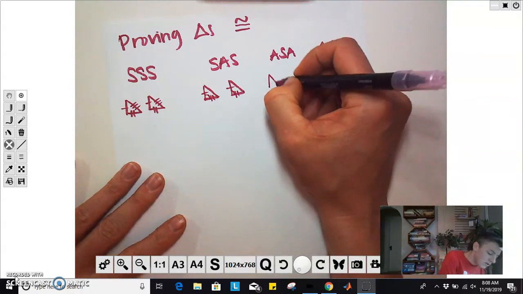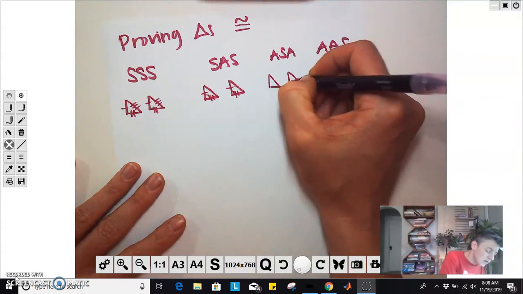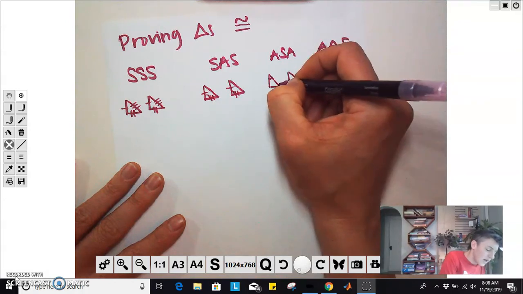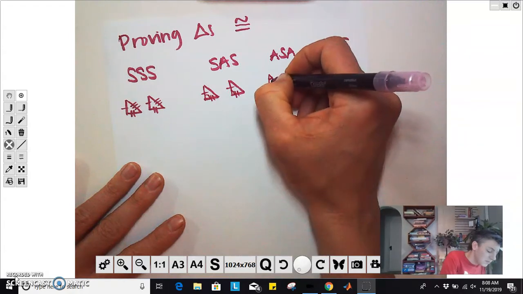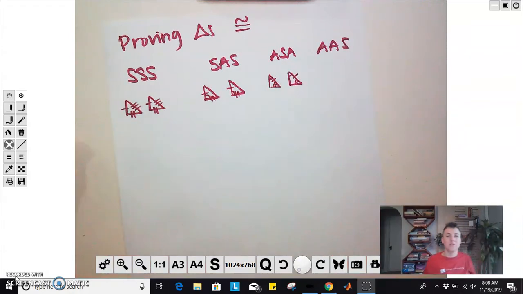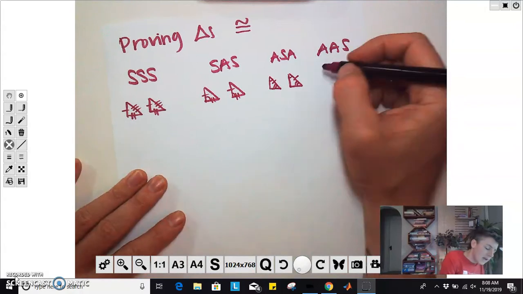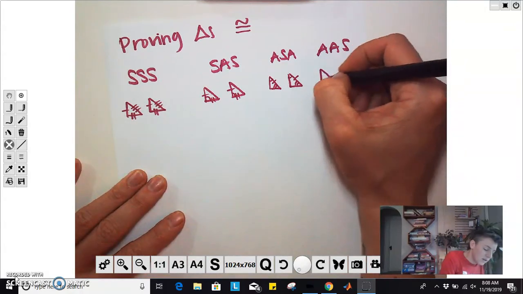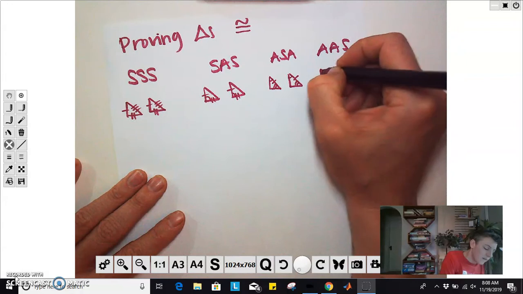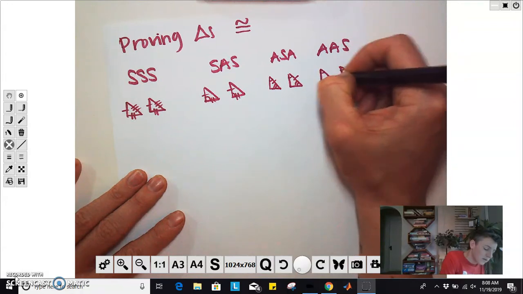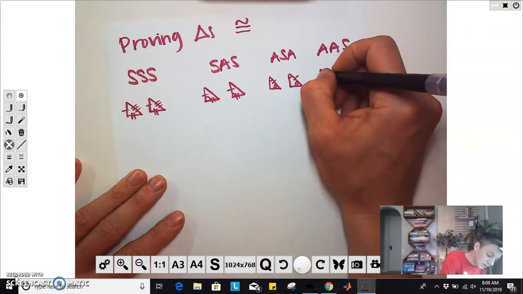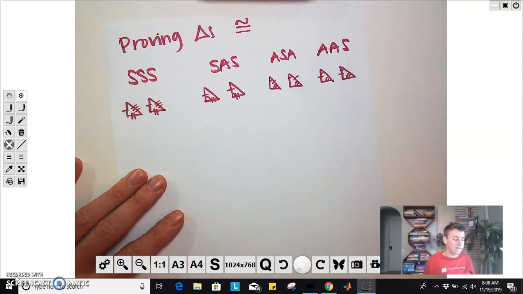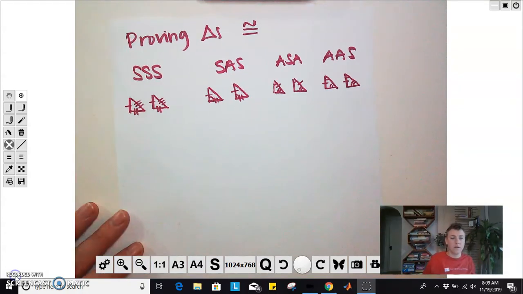Angle-side-angle is when we know 2 pairs of angles are congruent and the side between them is congruent. That's angle-side-angle. And then angle-angle-side, when you have 2 pairs of angles that are congruent and a side that is not between them is congruent. Okay. That would be angle-angle-side. Cool.